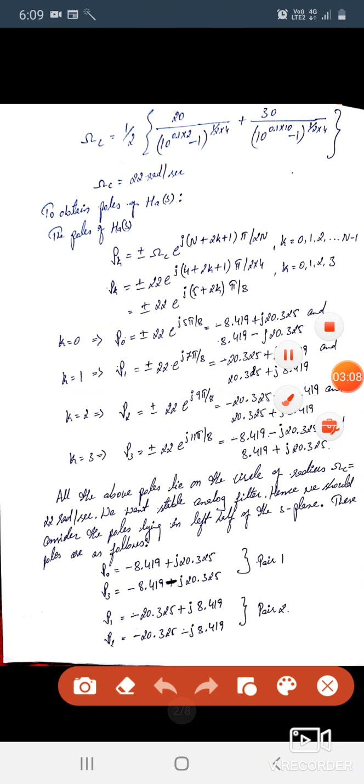Next, after substituting the values of Ap and As, omega p and omega s, you will be getting omega c as 22 radians per second. First we have to calculate the order, then the cutoff frequency. After getting these two results, we have to go for the poles of H(s), the transfer function of the given Butterworth filter.